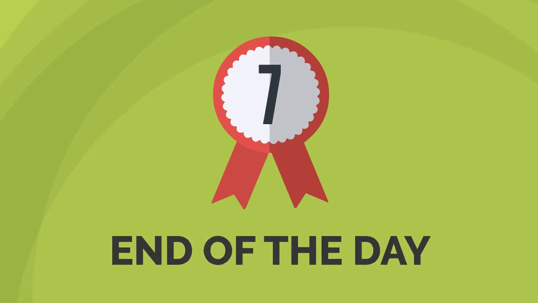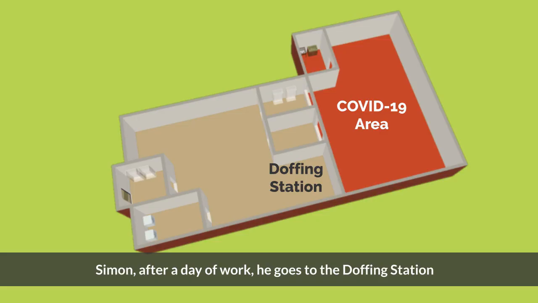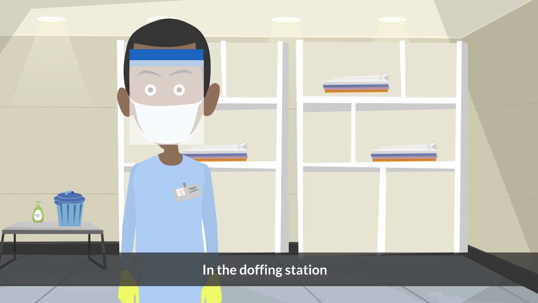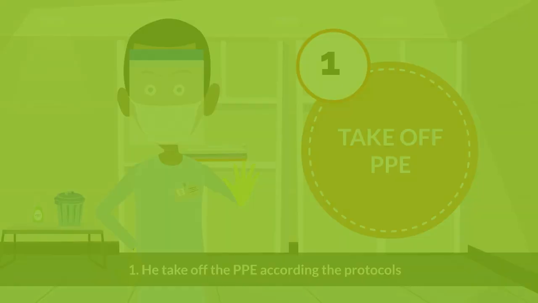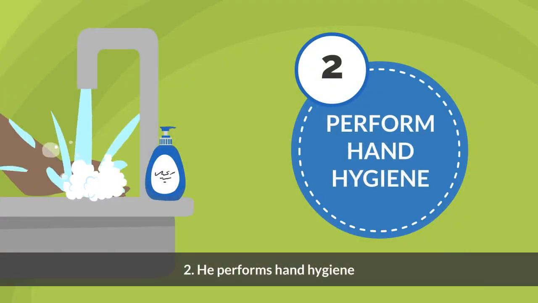Step 7. End of the day. Simon, after a day of work, goes to the doffing station. In the doffing station, 1. He takes off the PPE according to the protocols. 2. He performs hand hygiene.